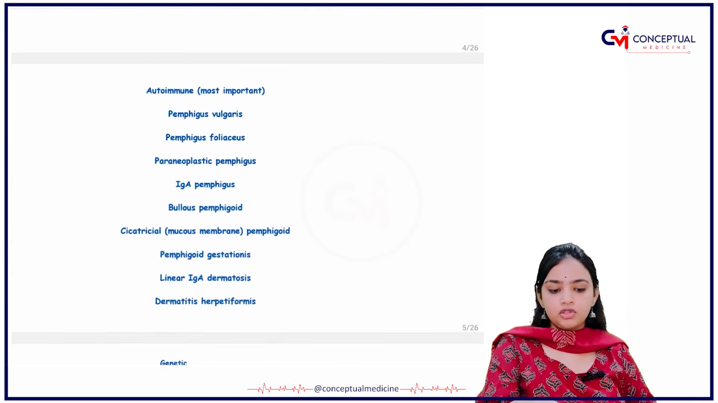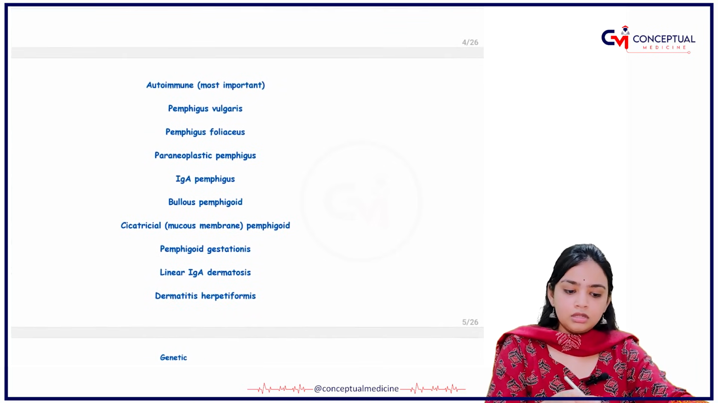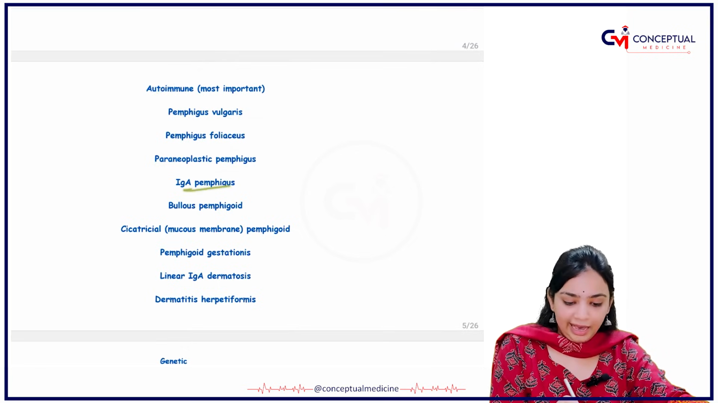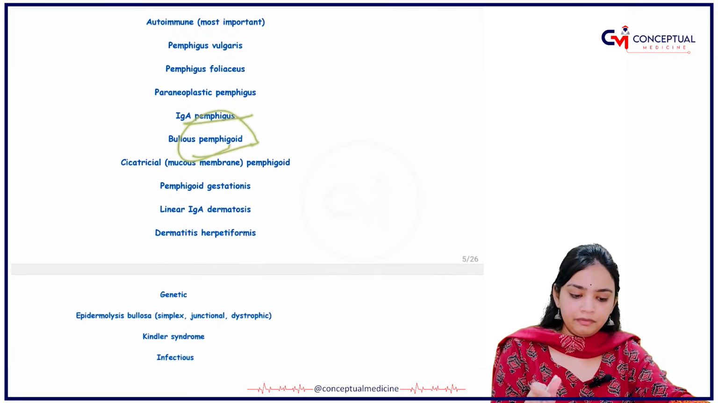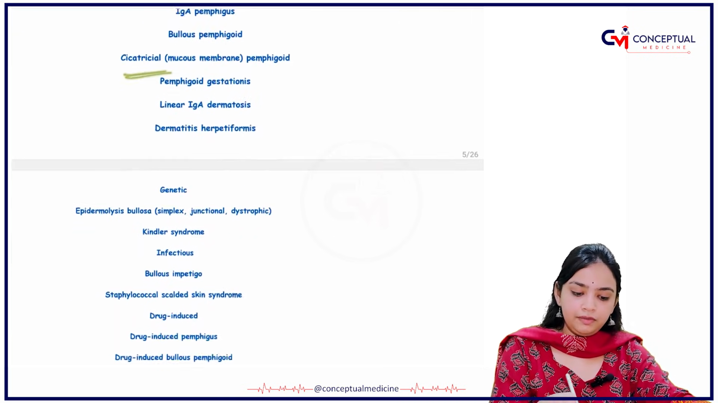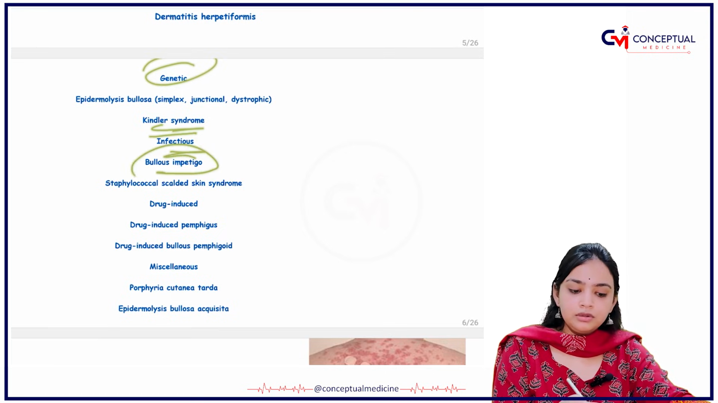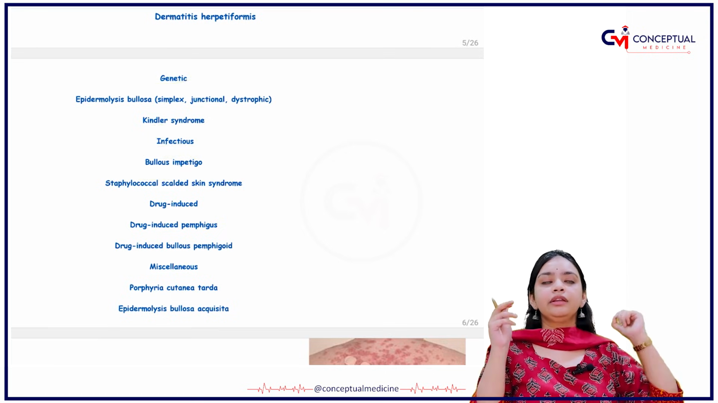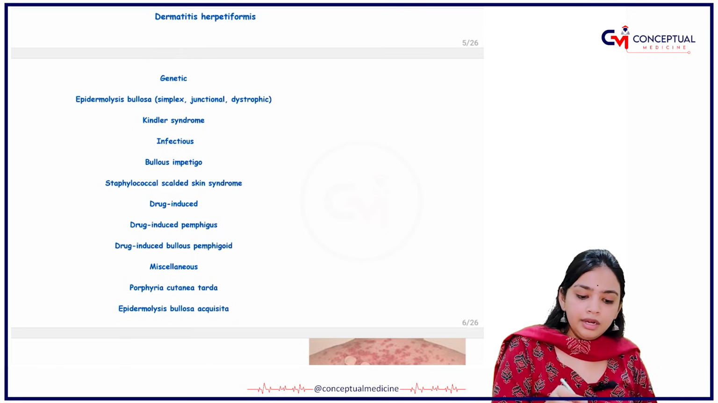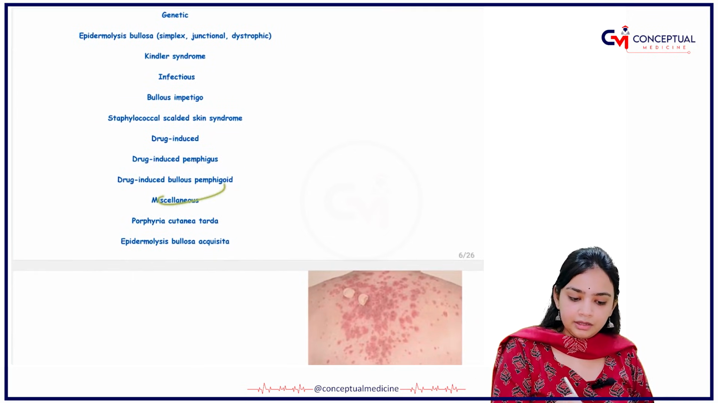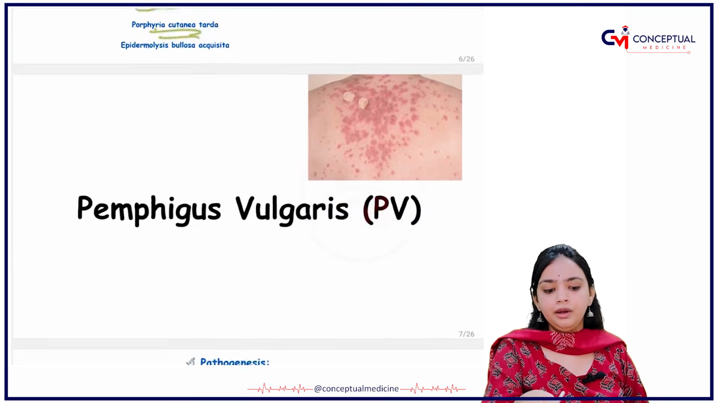What is the classification of Bullous disorders? This is the classification: Pemphigus Vulgaris, foliaceus, then paraneoplastic pemphigus, IgA pemphigus, Bullous pemphigoid, and cicatricial one, right? In the genetic one, there is Kindler syndrome. Infectious, Bullous impetigo is there. It is mainly found in children, right? Drug-induced pemphigus will be there, and in the miscellaneous, you have porphyria cutanea.